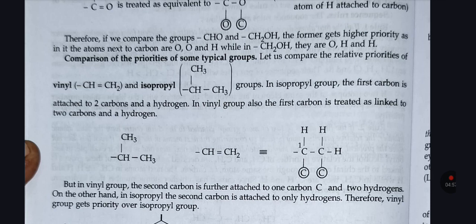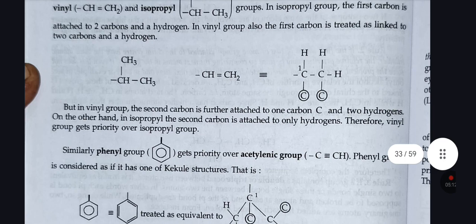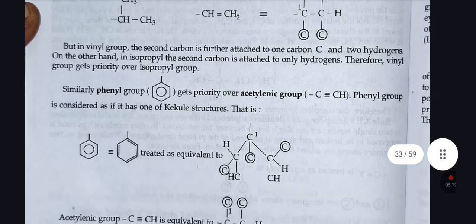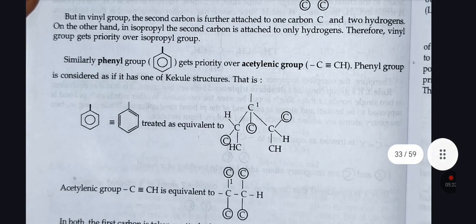Comparison of the priority of some typical groups. Let us compare the relative priority of vinyl, CH double bond CH2, and isopropyl groups. In the isopropyl group, the first carbon is attached to two carbons and a hydrogen. In the vinyl group also, the first carbon is treated as linked to two carbons and one hydrogen. But in the vinyl group, the second carbon is further attached to one carbon and two hydrogens. On the other hand, in isopropyl, the second carbon is attached to only hydrogens. Therefore, the vinyl group gets priority over the isopropyl group.